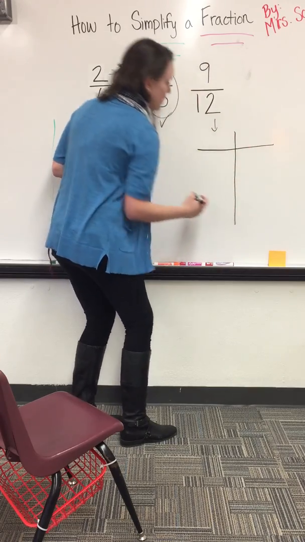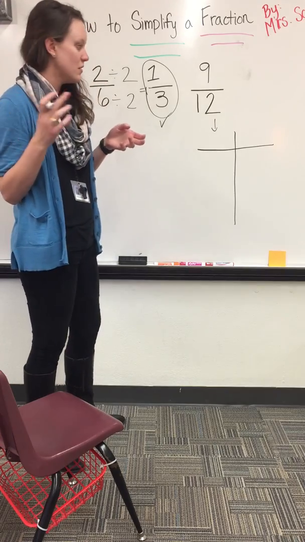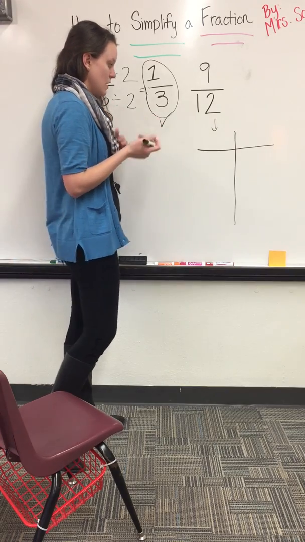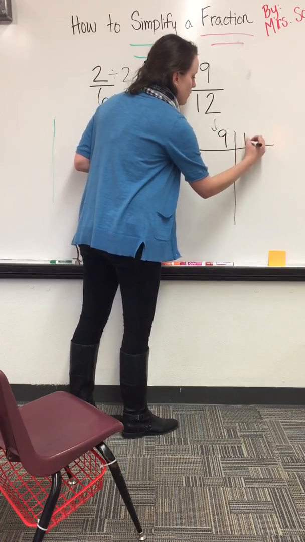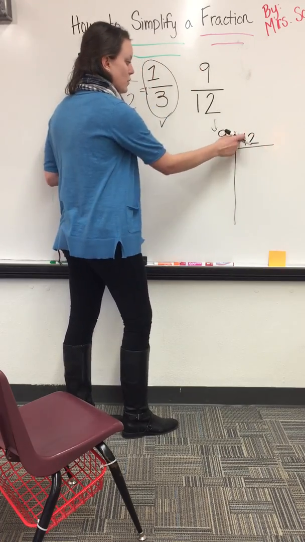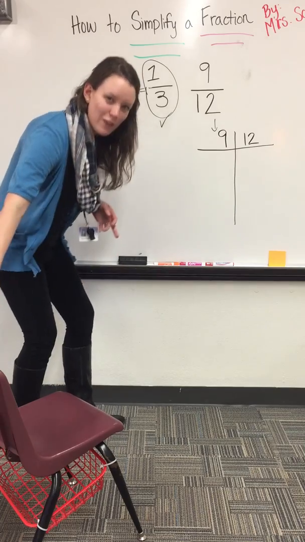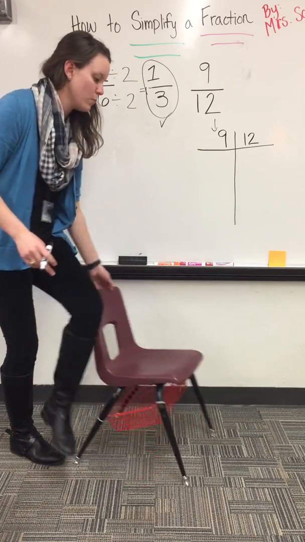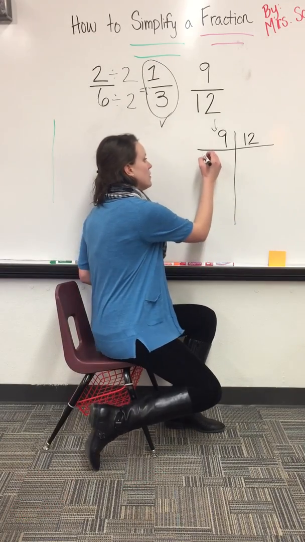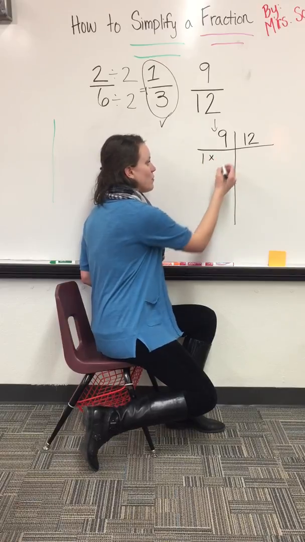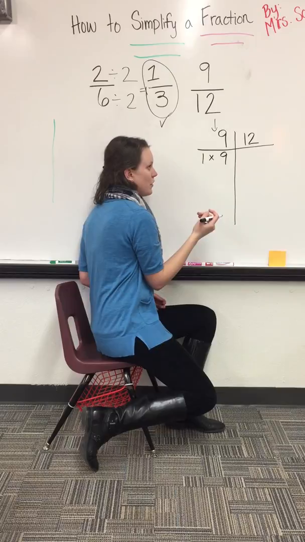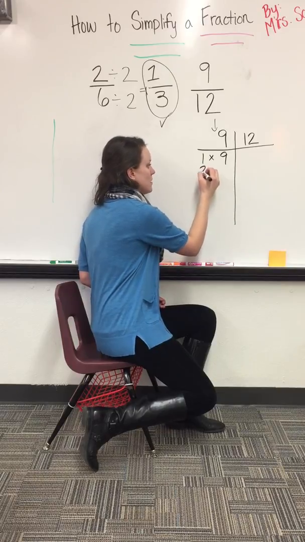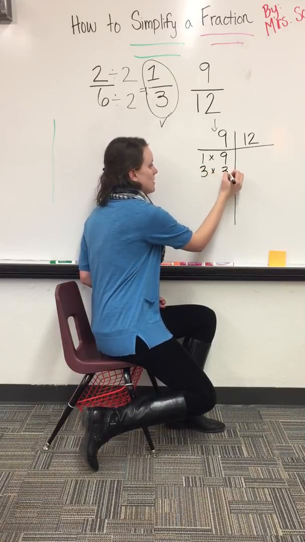So just like in reading, when you're comparing and contrasting, talking about two subjects, you're going to take one factor, put it on the left, the other factor, put it on the right. So 9 twelfths. What we're going to do is list the facts of each factor starting with 1. So I'm going to ask myself, is 1 times anything equal to 9? Well, yes, 1 times 9 is 9. Is 2 times anything equal to 9? No. 3 times anything? Yes, 3 times 3.